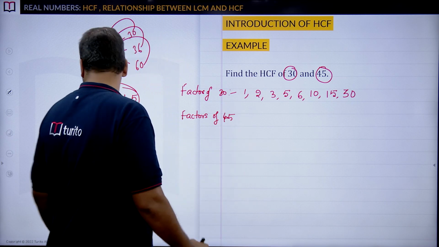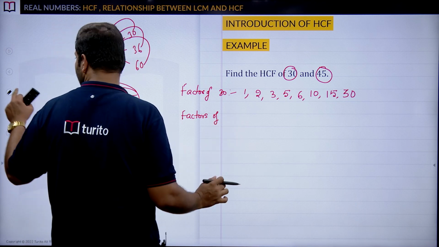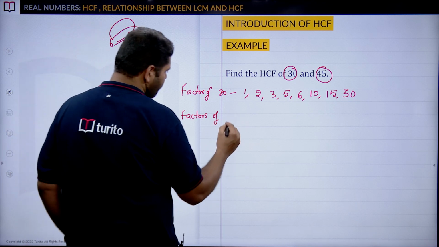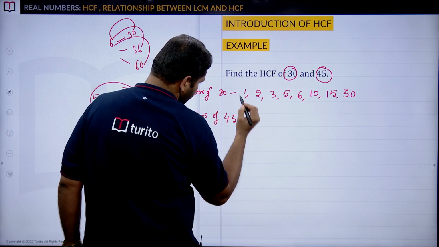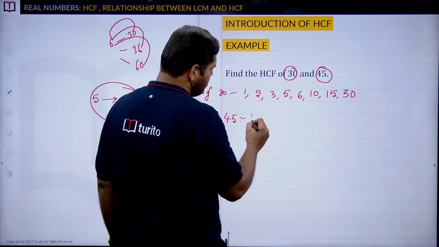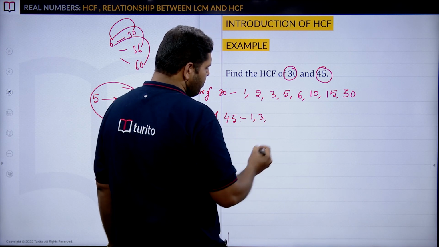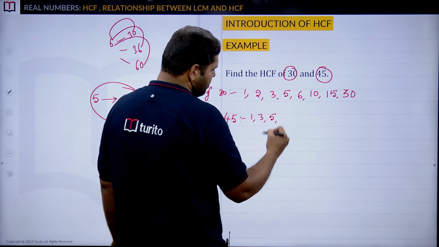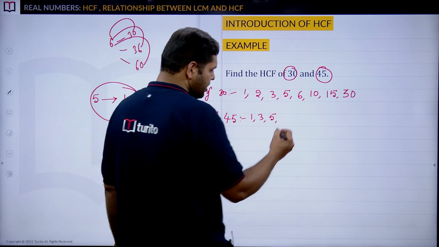Now, tell me, children, factors of 45. What are the factors of 45? How many factors can you write for the number 45? Can I say 1 is a factor? Yes, we can say 1 is a factor. 2, no. 3, yes. 4, no. 5, yeah, 5 we can say. 6, not possible. 7 also, no. 8, no. 9, yeah, very good. We can say 9 is also a factor.